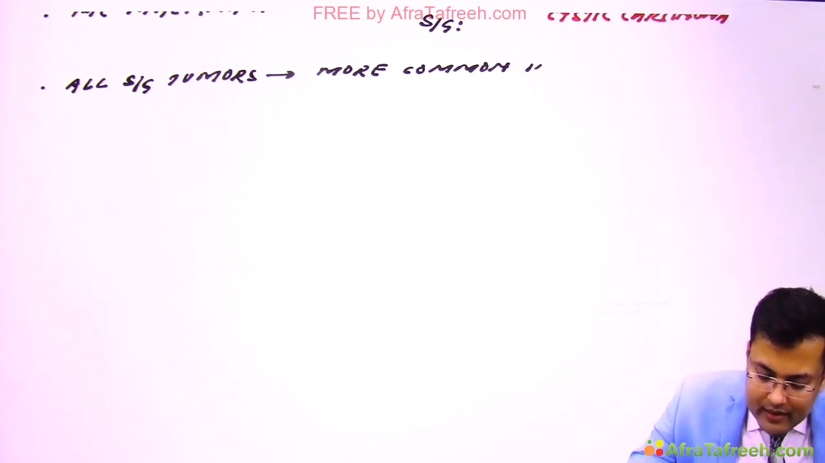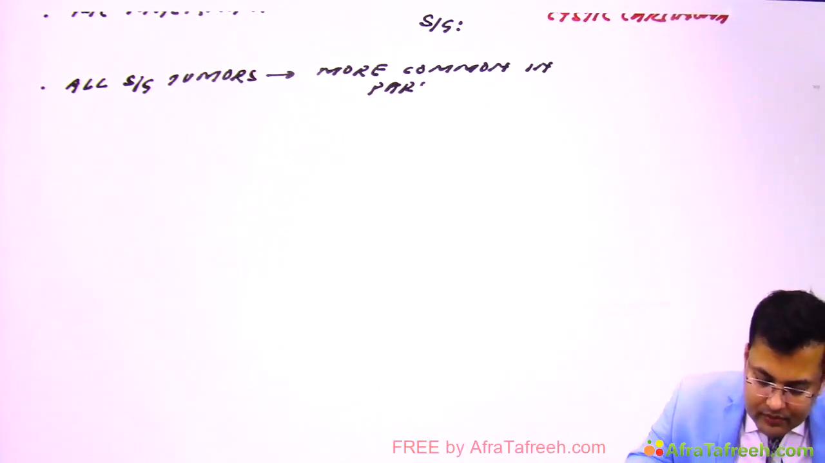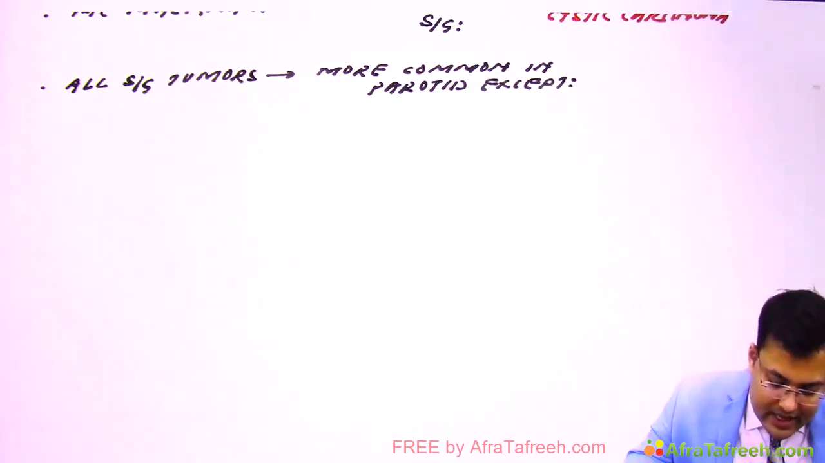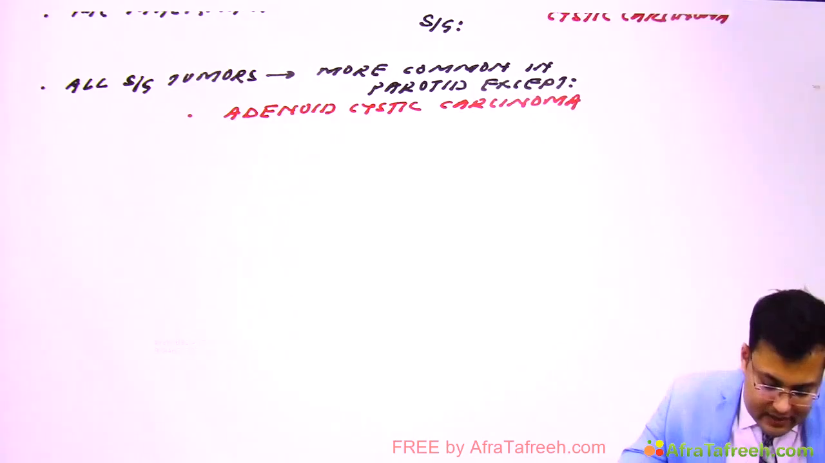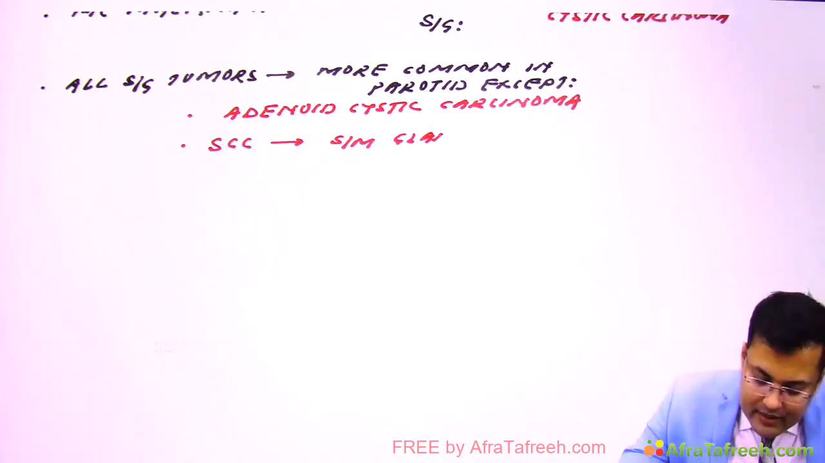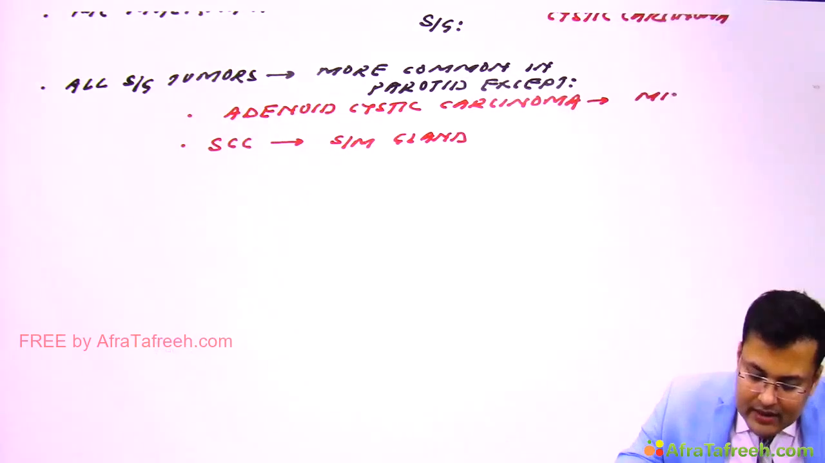So important point, all salivary gland tumors are more common in parotid except two. Clear? First is adenoid cystic carcinoma, which is more common in minor salivary gland, as we discussed. And the second is squamous cell carcinoma, which is more common in submandibular gland.